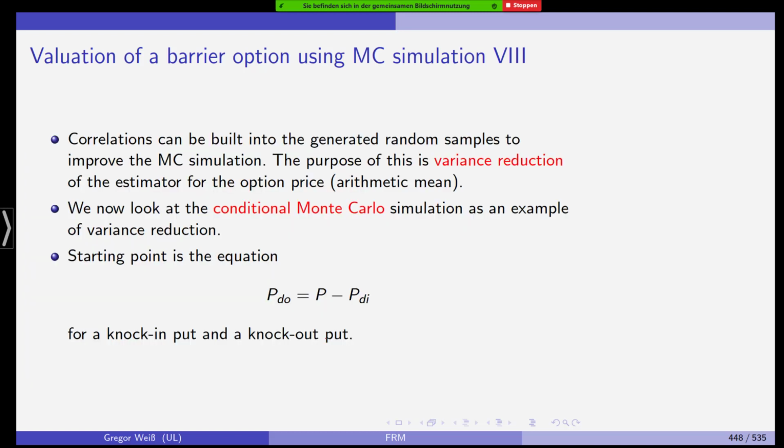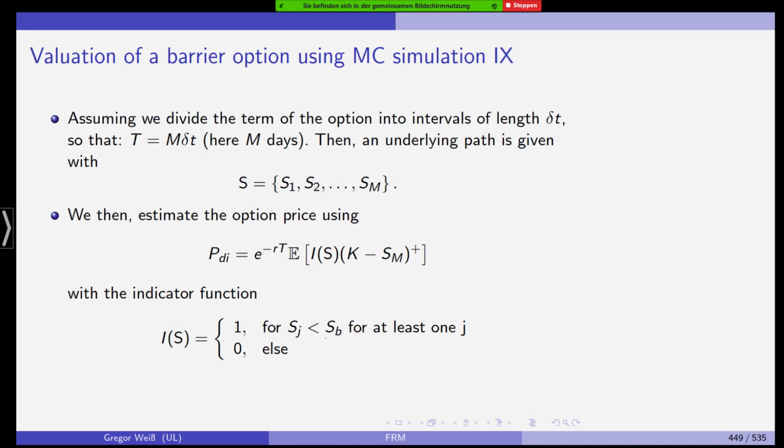So here, in this example, and I'm only showing this for the barrier options, the starting point is the equation: down-and-out equals the price of a regular put minus the price of a down-and-in put. Now we assume that we divide the term of the option into intervals of length delta t. Then capital T is m days times delta t, and the underlying path is given by S1, S2, S3, and so on. And we now estimate the option price for the down-and-in using this function here.